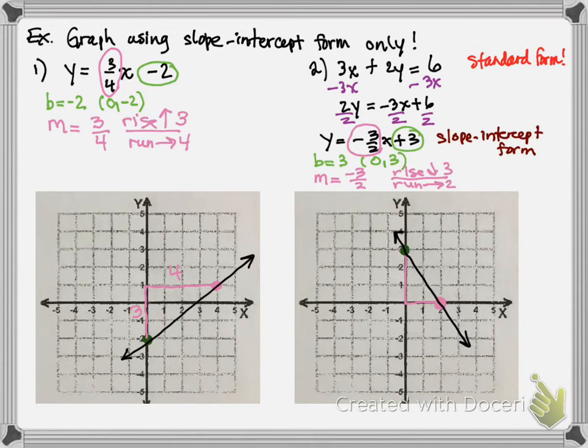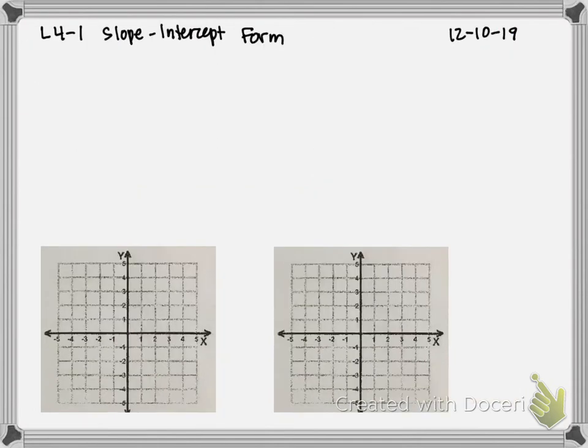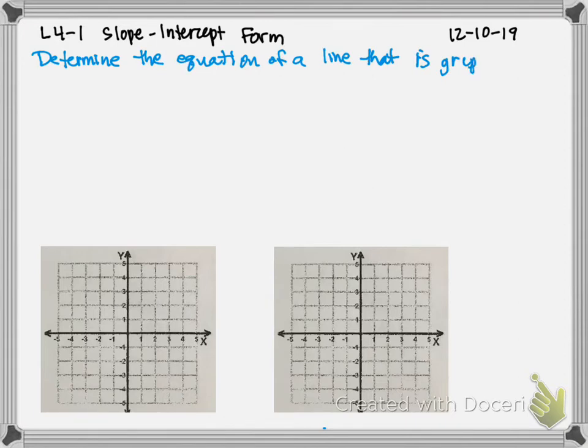And when you're done, you're going to be starting to work on the second page. Okay, so on this side, we're going to determine the equation of a line that is graphed. And we are going to get that equation in slope-intercept form. So I abbreviate it S-I form.